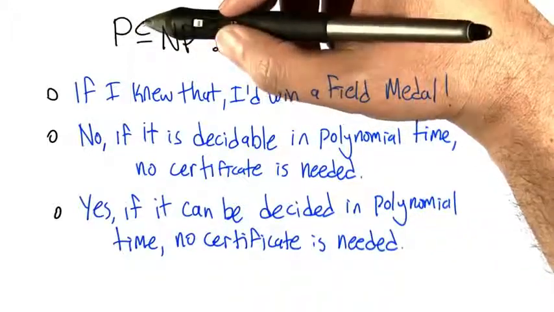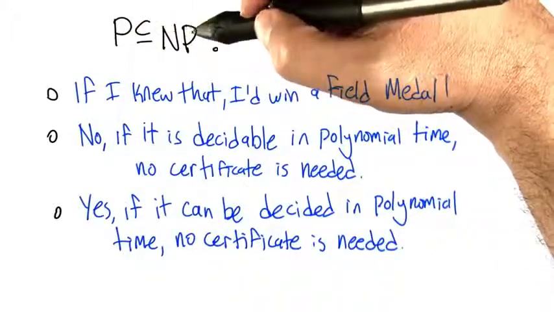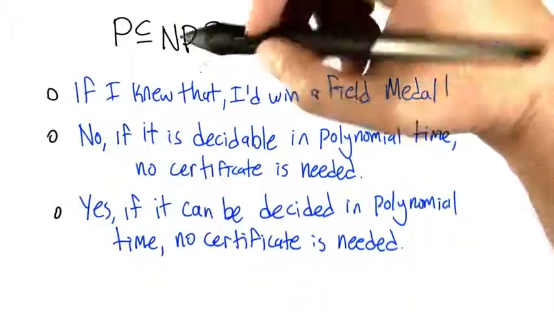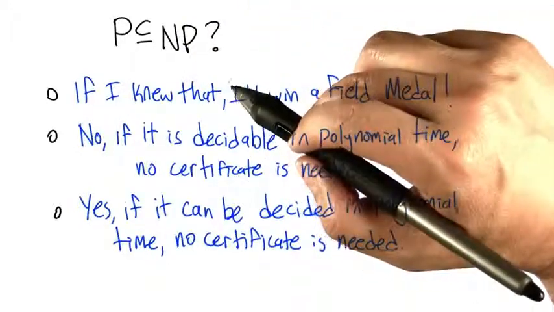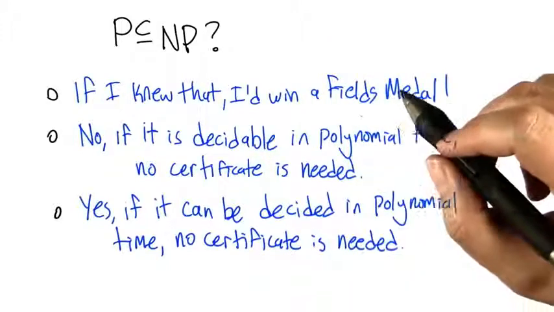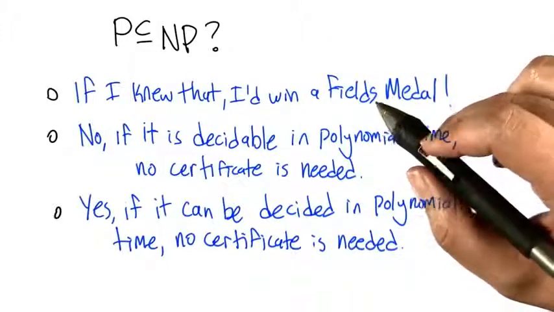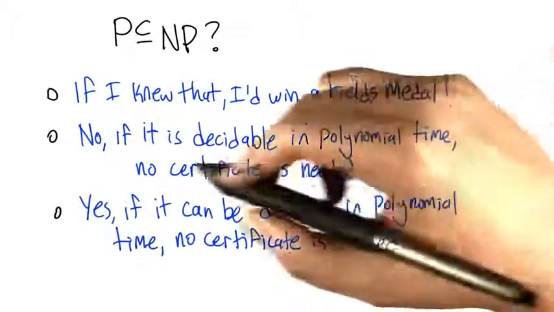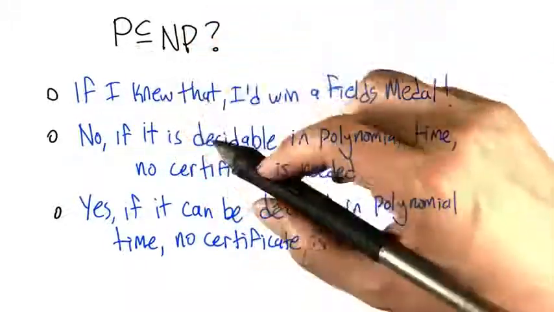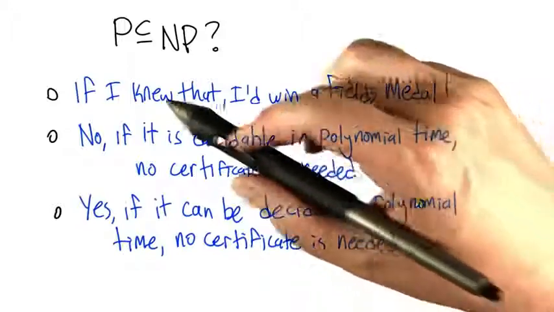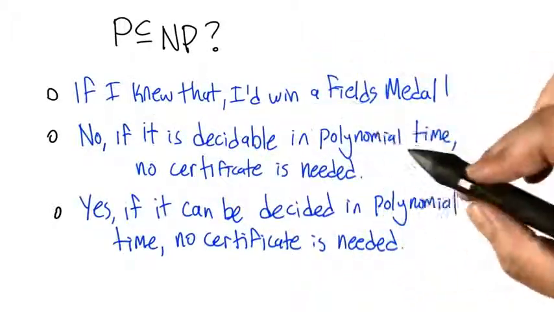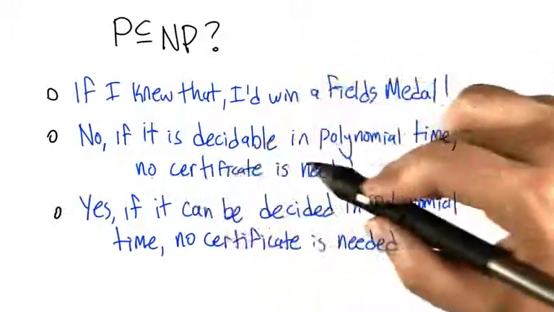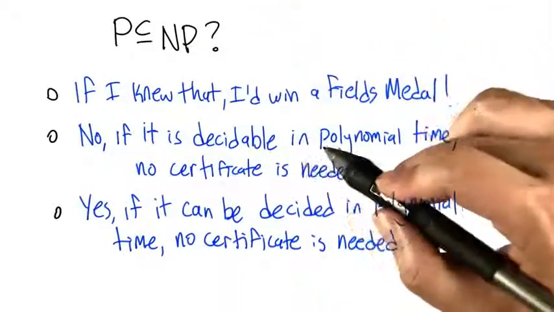Is P contained within or possibly equal to NP? So one possibility here is, I don't know, and if I knew that, I'd win a Fields Medal, meaning sort of the equivalent of the Math Nobel Prize, because this is a big, important, open question. Another choice is, no, P is not contained within NP, because if the problem is in P, it means it's decidable in polynomial time, then we don't need any kind of certificate, and so it's not in NP.